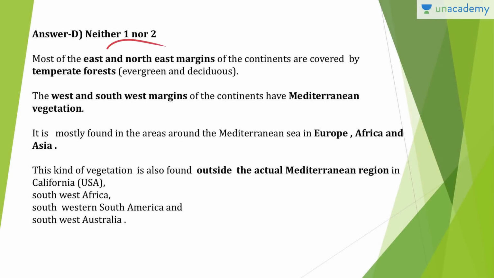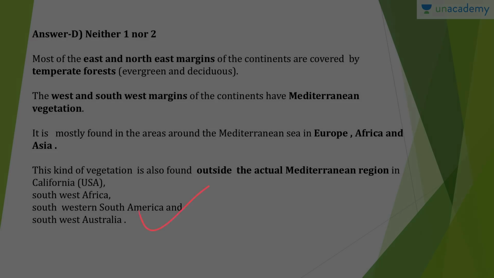So most of the east and the northeast margins of the continent, they are covered by temperate forests which are evergreen and deciduous, and the west and the southwest margins of the continents, they have Mediterranean vegetation, and it is mostly found in the areas around the Mediterranean Sea in Europe, Africa and Asia. And this kind of vegetation is also found outside the actual Mediterranean region in California, that is US, Southwest Africa, Southwestern South America, Southwest Australia. So all these are regions where it is found very commonly, and obviously the Mediterranean region goes without saying.